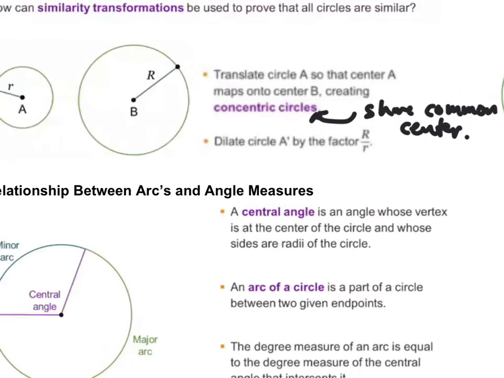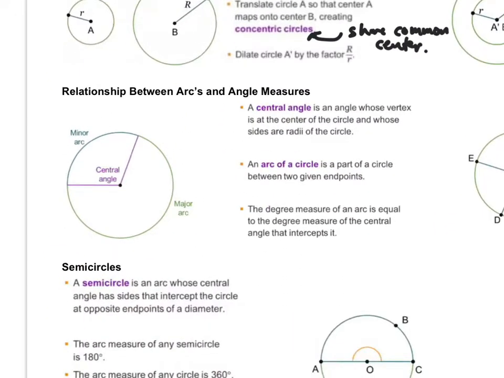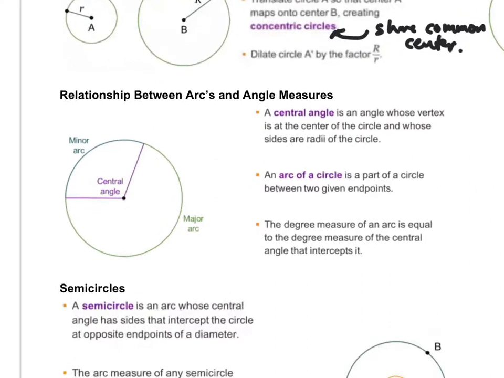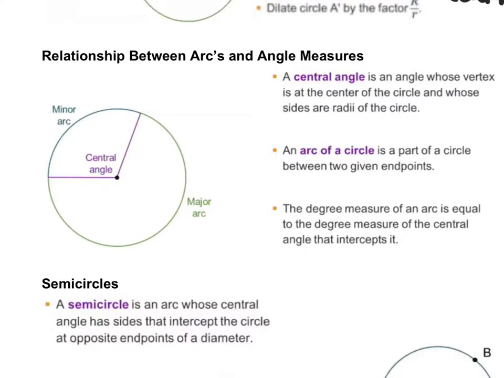Now the next thing, let's get into the meat of this, is the relationship between arcs and angle measures. What we have is this circle, and we have this thing called a central angle here. A central angle is an angle whose vertex is at the center of the circle, and the sides of this angle are radii. So I'm just going to call this a radius R, and call this a radius R. And what we end up getting is this thing called an arc. This one is called a minor arc.